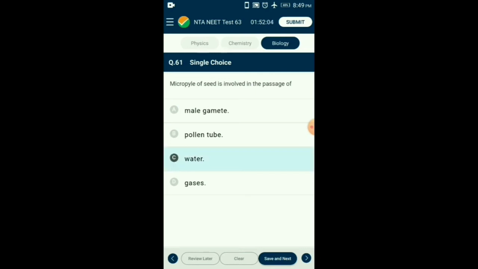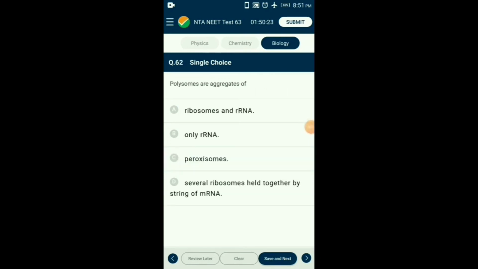Water. Question number 62. Polysomes are aggregates of. Polyribosomes are aggregates of several ribosomes held together by string of mRNA. Polyribosomes consist of 4 to 8 ribosomes which are attached to single strand of messenger RNA or mRNA. This mechanism helps in the synthesis of several copies of the same protein. So the answer for this question is option D. Several ribosomes held together by string of mRNA.